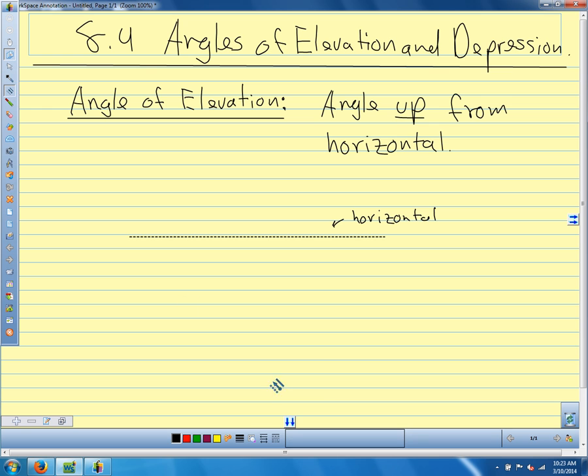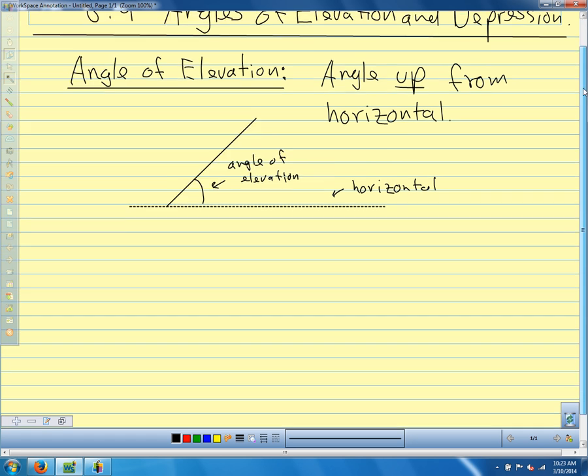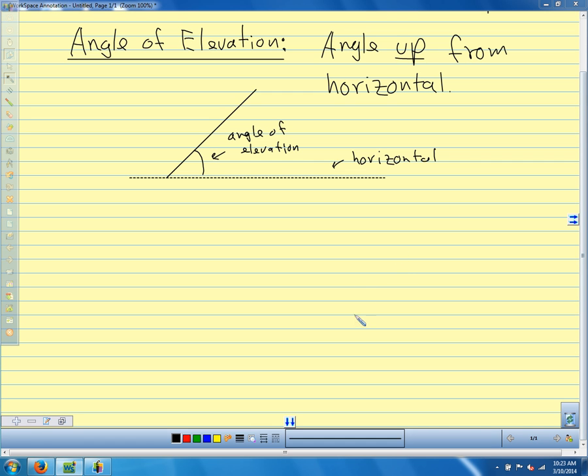And the angle of elevation goes up from the horizontal. So that would be an angle of elevation. So that's all we're talking about when we're talking about an angle of elevation. Angle of depression.